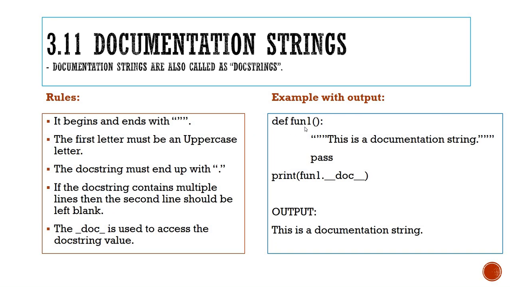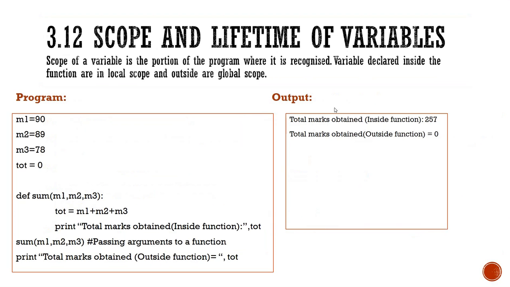So here one function, function 1, is defined. The documentation string is given. After that, this will print, this is a documentation string. So __doc__ is used to access the documentation string. Usually documentation strings are not printed during the output, but if we want to print them, we have to use __doc__ to print the documentation strings.